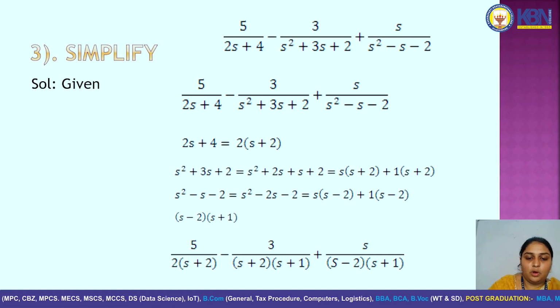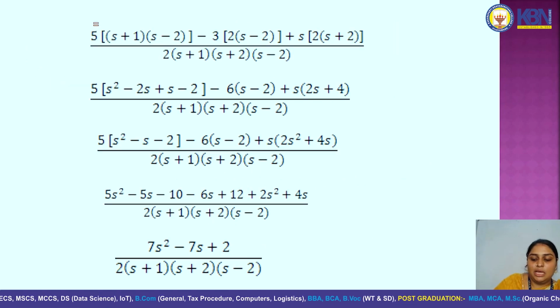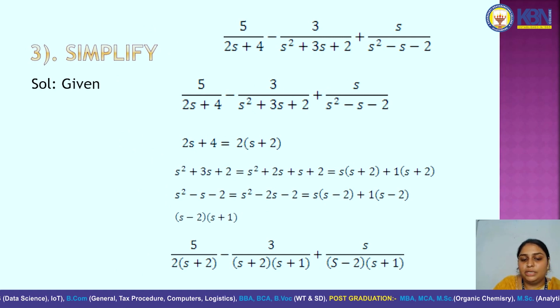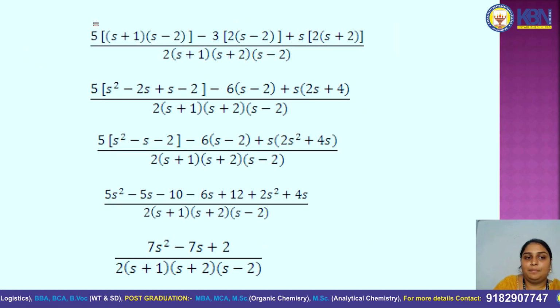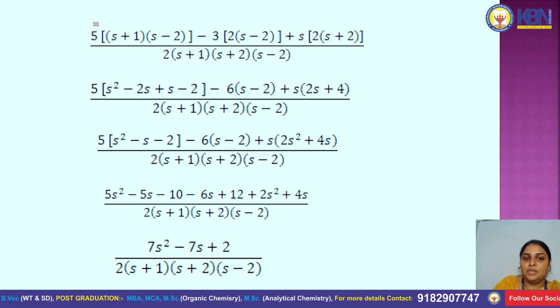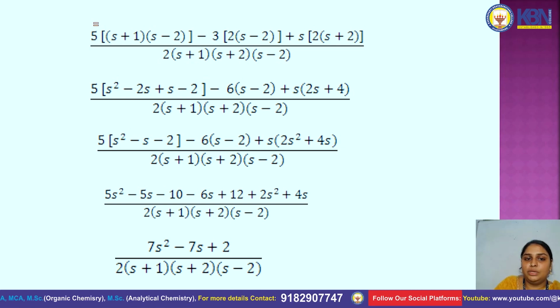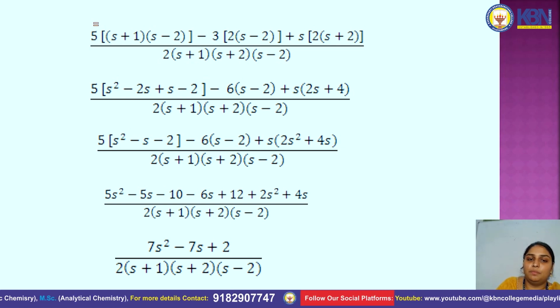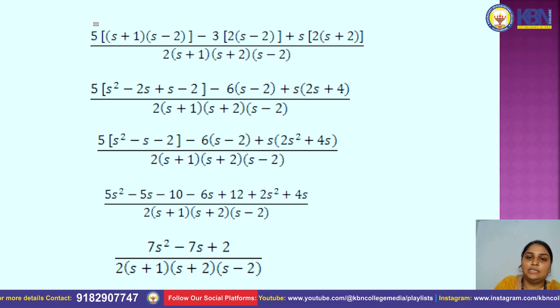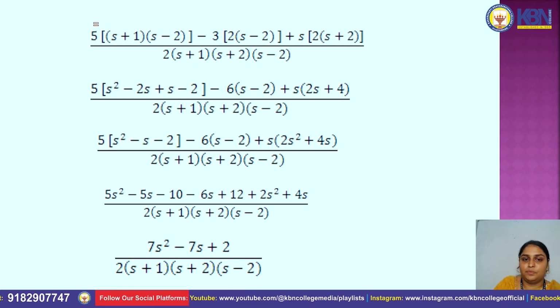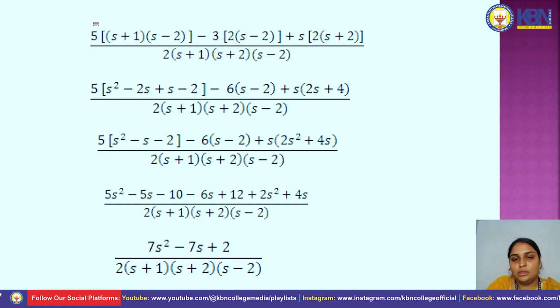Now we can solve the problem by taking the LCM of the denominators. In the first term, we have 2 into s plus 2. That means we don't have s plus 1 and s minus 2. For the LCM, we are going to multiply s plus 1 into s minus 2 to the first term in the numerator and the denominator. In the second term, we don't have 2 into s minus 2. So here we are going to multiply 2 into s minus 2 in the numerator and the denominator. In the third term, we don't have 2 into s plus 2. So here we are going to multiply 2 into s plus 2 in both the numerator and the denominator.